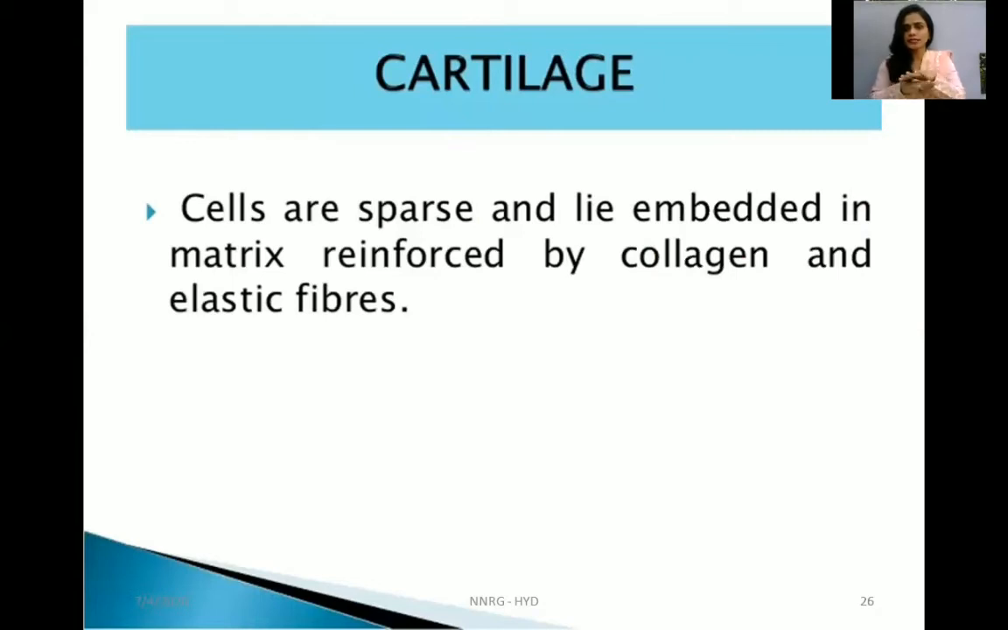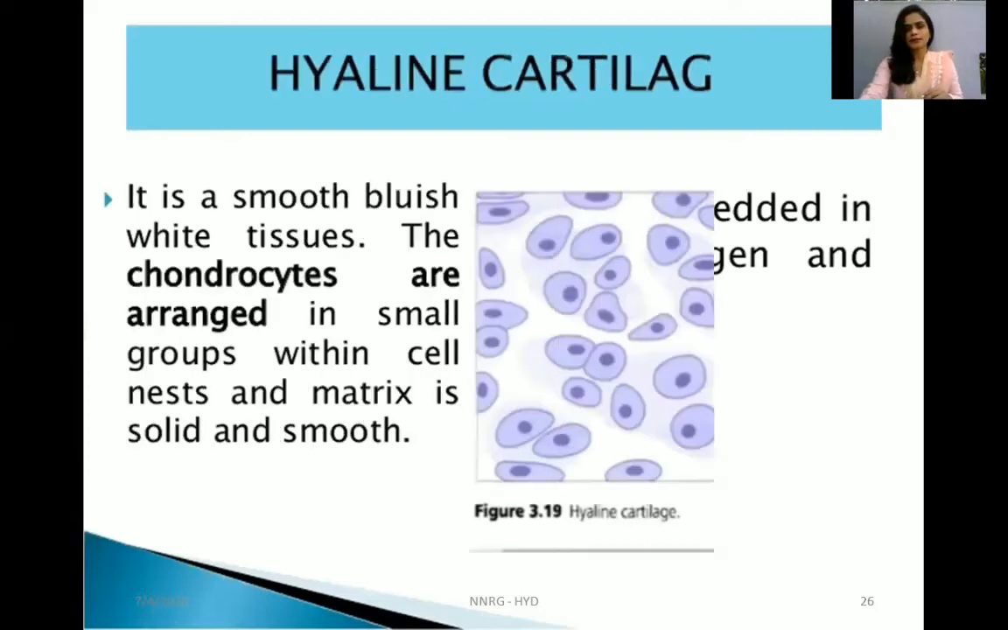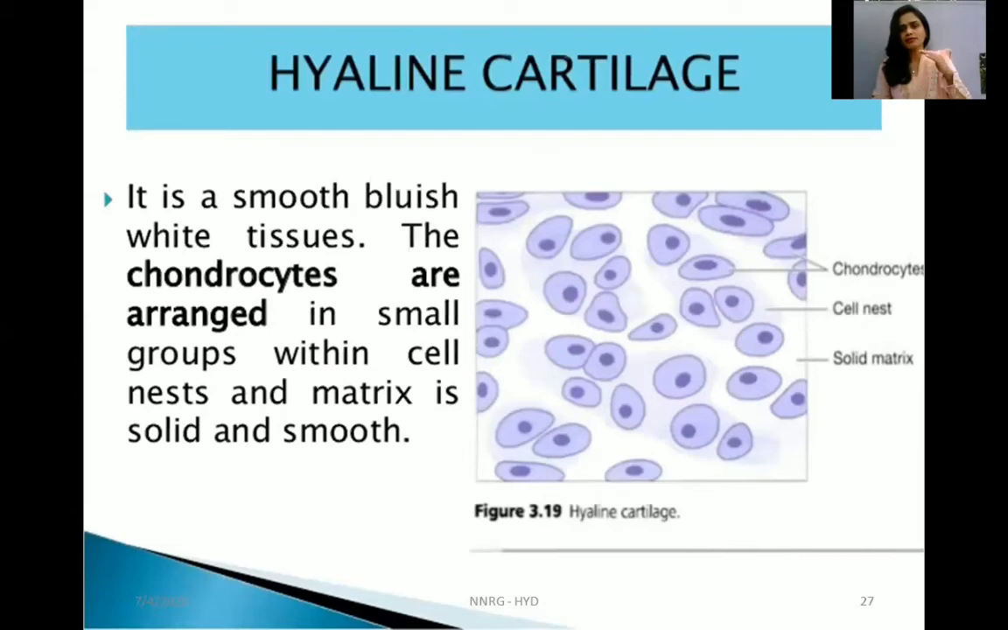So the cartilages are spread throughout the matrix, and they are supported by collagen and elastic fibers. In that, again, we have different types. One is the hyaline cartilage, wherein you will find smooth, bluish white tissue, and the cells present there are the chondrocytes. Chondrocytes are arranged in small groups, like 1, 2, 3, 4, suspended in the cell nest.